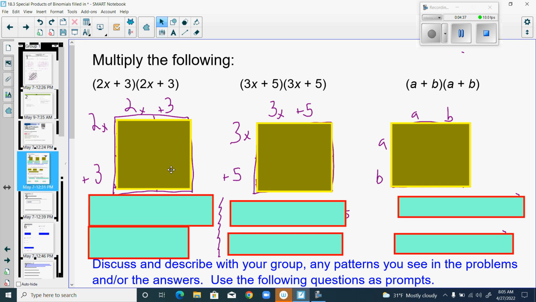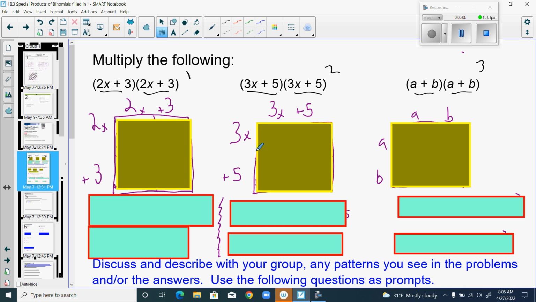So again, I'm going to ask for the sub to pause the video here after I'm done explaining. What we have here is a binomial times a binomial, and we have 3 different examples of that: example 1, example 2, and example 3. If you notice, each binomial is identical. So 2x plus 3 times 2x plus 3, 3x plus 5 times 3x plus 5, and then a general binomial where it's a plus b times a plus b, okay?